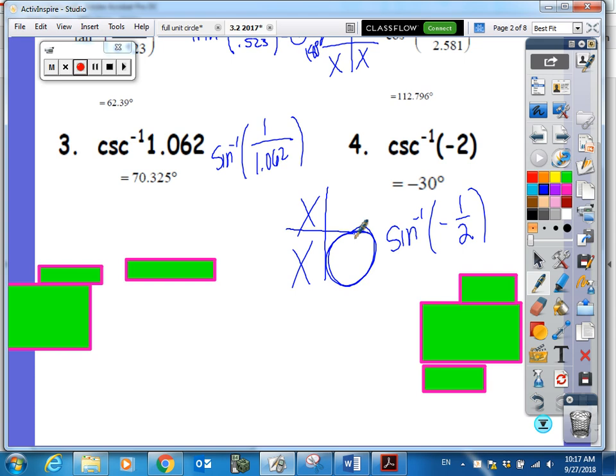Can't go into or through quadrant 3. So it makes sense that if we're in quadrant 4, the answer is going to be somewhere between 0 and negative 90 degrees. So negative 30 makes sense.